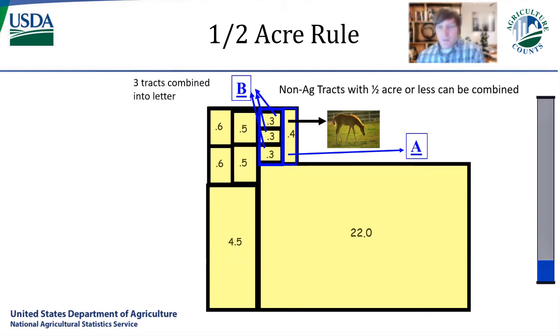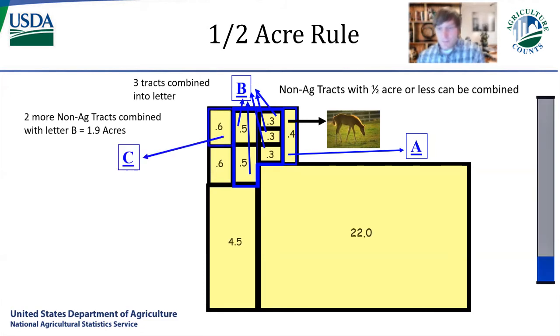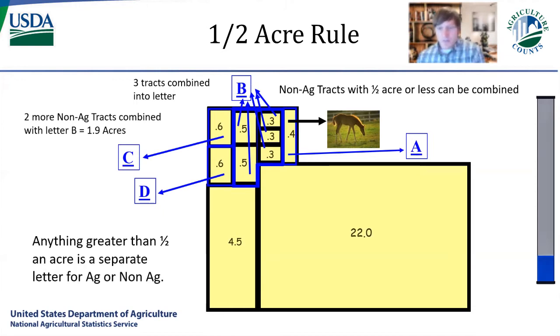We also find that we have 2 other non-ag parcels of land that are half acre or less that are contiguous with tract letter B. So we can combine all the non-ag parcels into the same tract letter B. This makes tract letter B equal to 1.9 acres. Our next parcel of land is greater than half an acre, so it gets its own tract letter. And the same for tract letter D. Any parcel of land greater than half an acre gets a separate letter for ag or non-ag tracts.